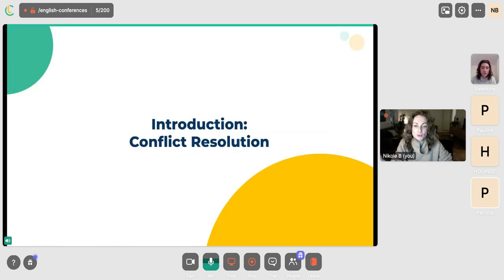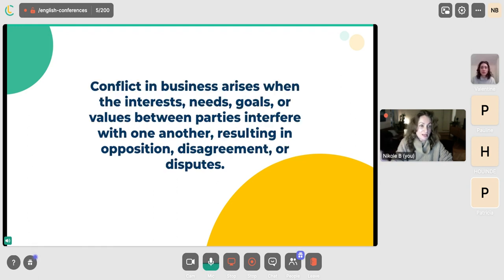So let's start with an introduction. Let's define it and try to understand exactly what conflict in business is. Essentially, it's when you have interests, needs, goals, or values between two or more parties that are in opposition. There's some kind of disagreement or dispute.